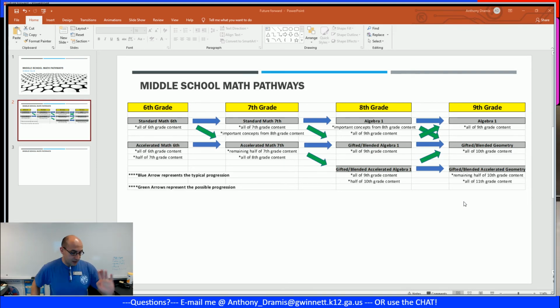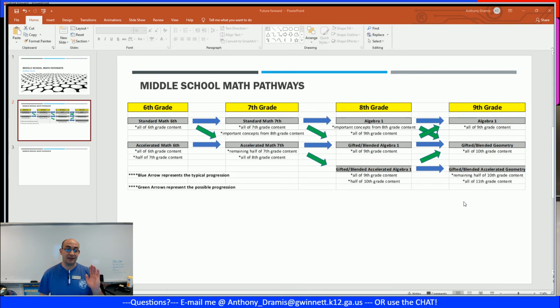The other pathway, like I was talking about, is accelerated 6th grade math. That is all of 6th grade content and half of the year of 7th grade, so it's the first half of 7th grade. As you can see, accelerated means it's still all the stuff you'd normally get for your child, but it also includes the first half of 7th grade material. Now, the blue arrows indicate the natural, typical progression for a student.